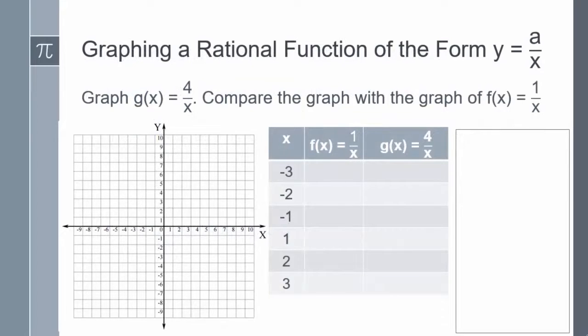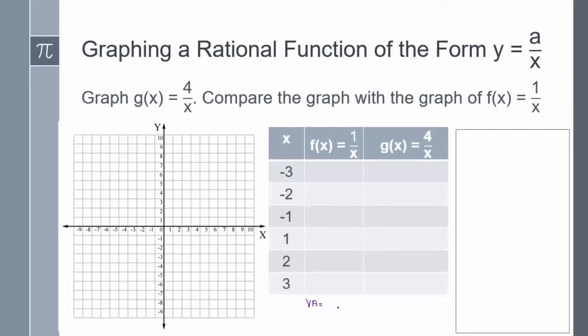Graphing a rational function of the form y equals a over x. Graph g of x equals 4 over x. Compare the graph with the graph of f of x equals 1 over x. Let's start by graphing the parent function 1 over x. First, what we need to do is identify our vertical asymptote and our horizontal asymptote.